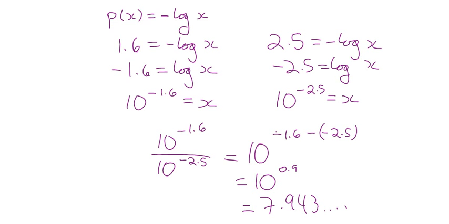I'm subtracting. So when I divide powers with the same base, I subtract the exponents, so it's negative 1.6 minus negative 2.5. I throw that in just so that I remember that it's minus and negative, which becomes a plus, and then we get that.